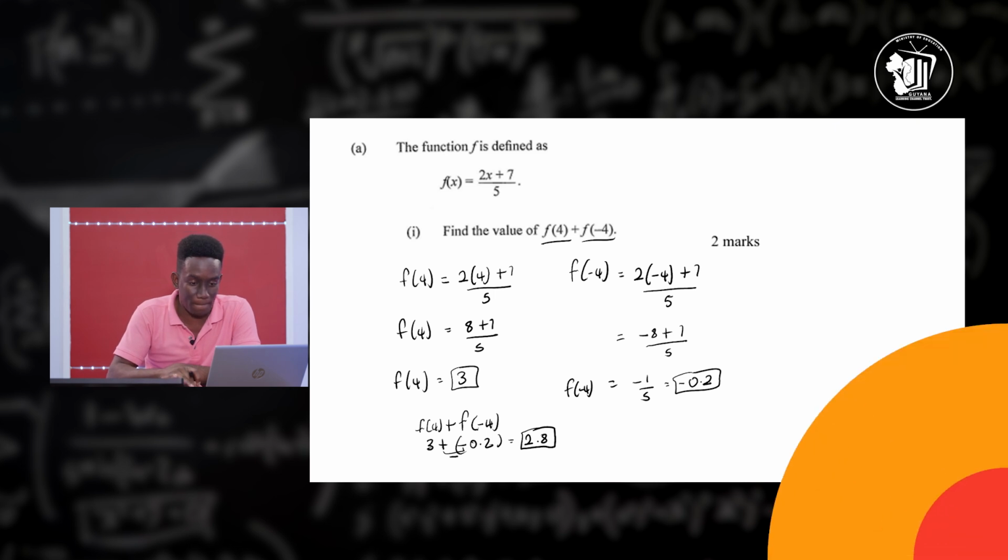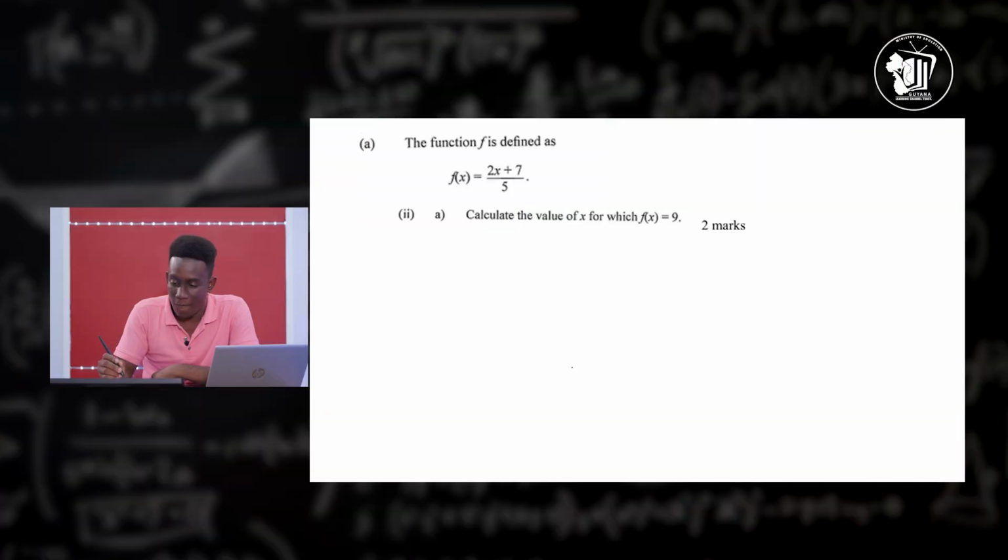As easy as that. So this question says, for the same function, calculate the value of x for which f of x is equal to 9. So we need to be careful once again. They told us that f of x is equal to 9, not f of 9. So make sure you spot the difference. So we'll replace f of x with 9.